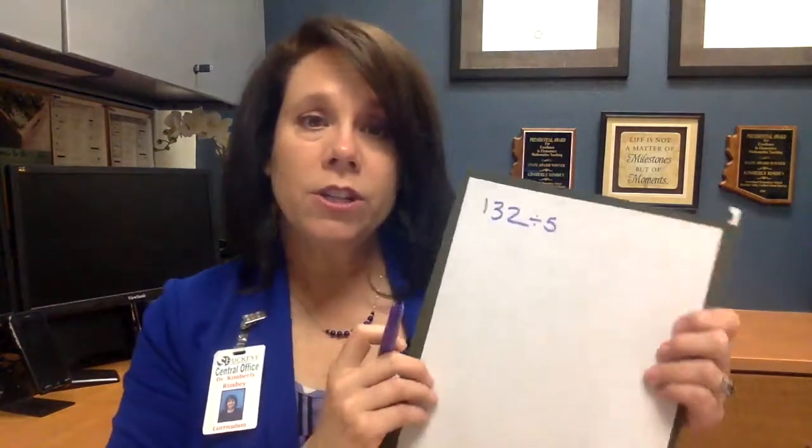The strategy I'm going to share with you today is called the Big 7. You may have seen it before, and it really does a nice job of helping students use the relationship between multiplication and division to get at this idea of what it means to divide. So let's start with something as simple as 132 divided by 5.